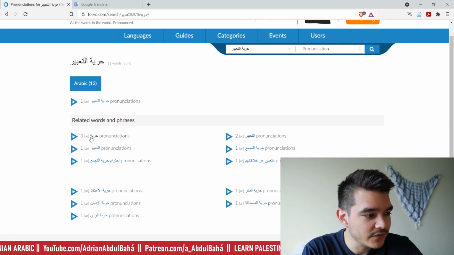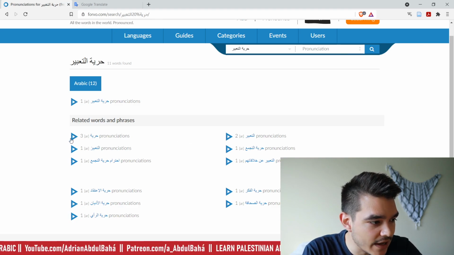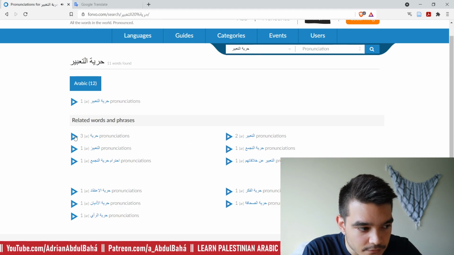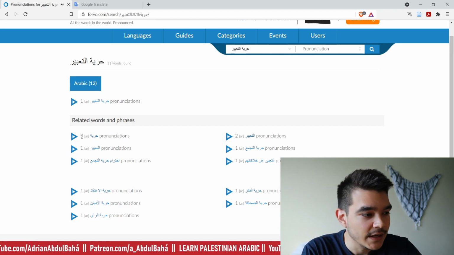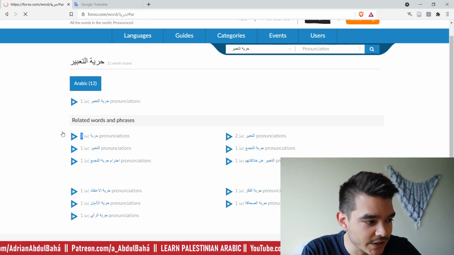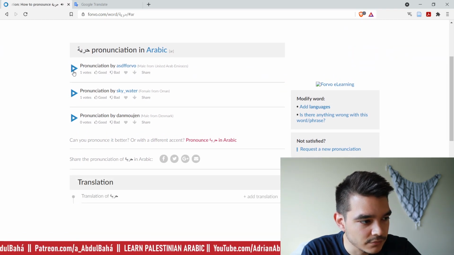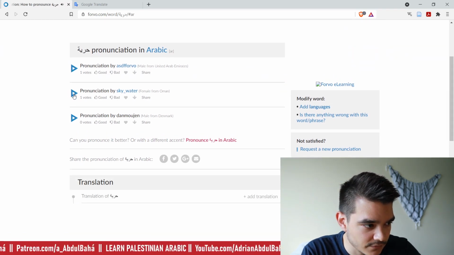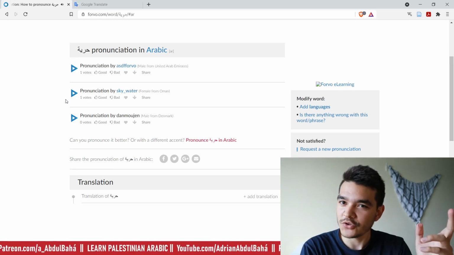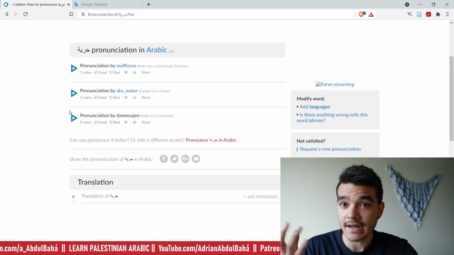So people have actually pronounced these words individually. So we have حرية or حرية. And by the way, you can see it says 3 because if you click on it, you can actually hear all of them. So let's hear all of them. So one was more fusha, one was less fusha. It's nice to have the different options, right?